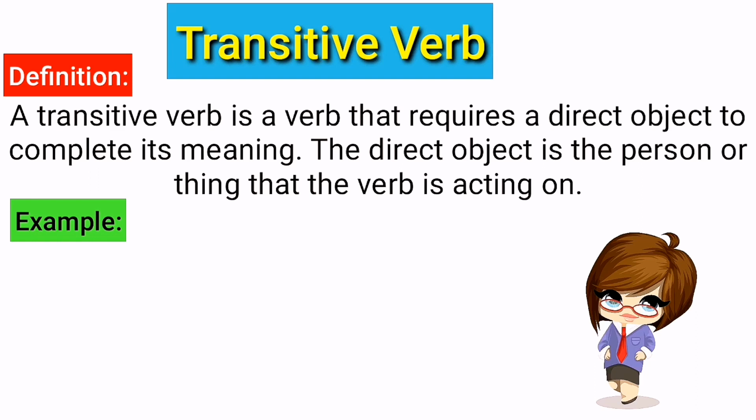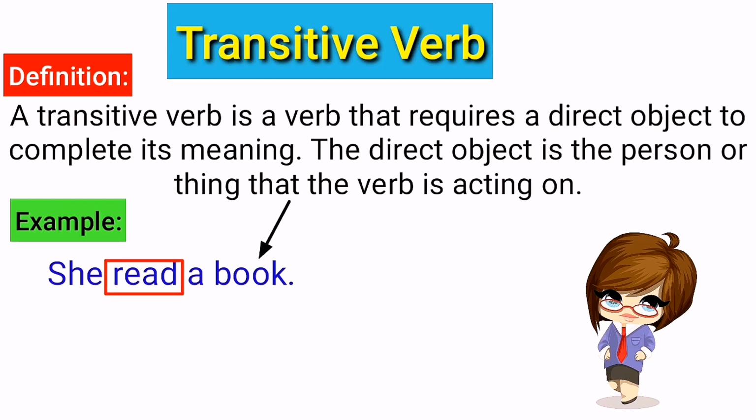For example, she read a book. In this sentence the verb read is transitive because it needs the direct object, book, to make complete sense. Without the direct object, the sentence wouldn't convey a clear action.